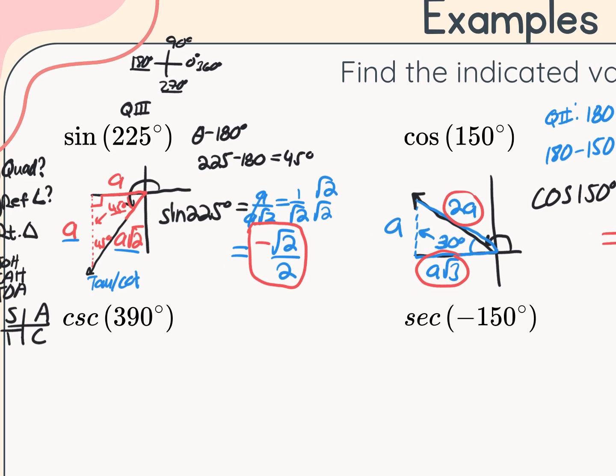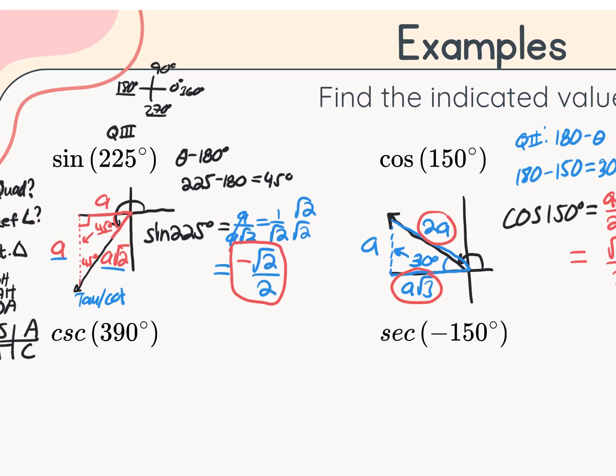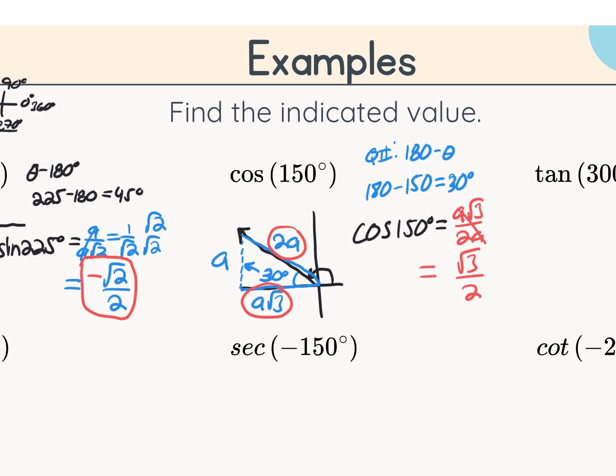The very last thing you want to do is use all students take calculus to figure out the sign of cosine in the second quadrant. In quadrant 2, remember this is all students, S. So that means sine and cosecant are going to be positive.